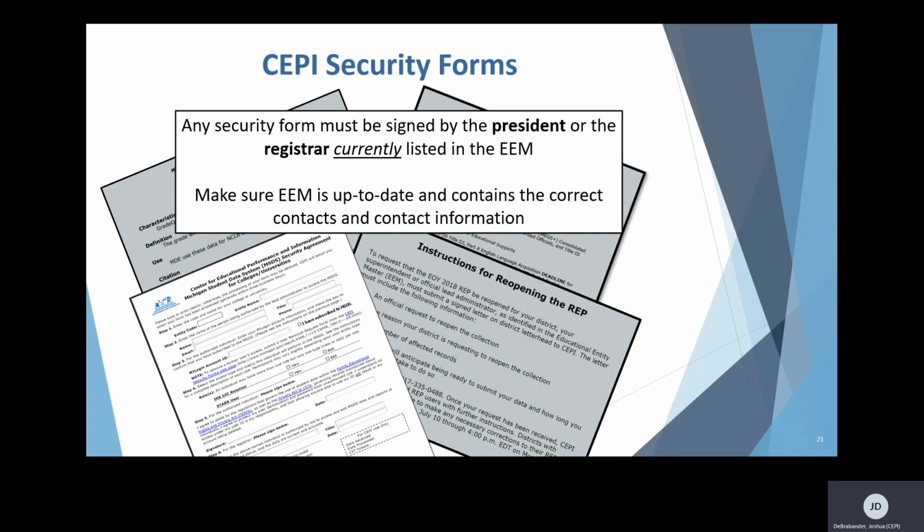Now you're unable to update the EEM without an authorized user, and you cannot obtain a new authorized user until you update the EEM, and you can't update the EEM without an authorized user. See the potential issue? Our customer service team can help you work around this, but that process will take a lot more time than it normally takes to process a security form. Having multiple authorized users will help you avoid that loop.